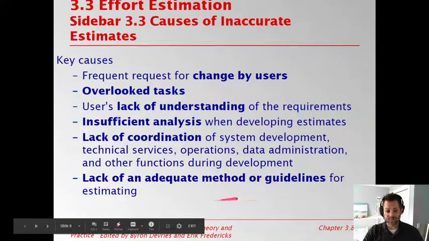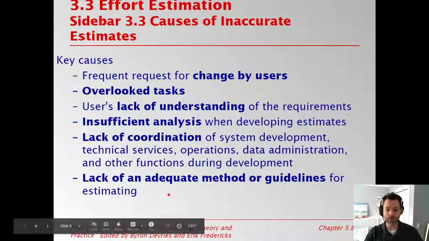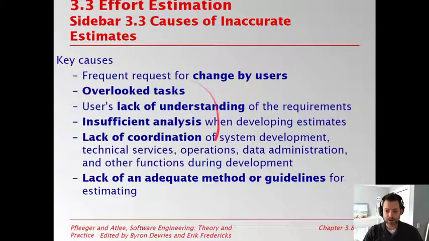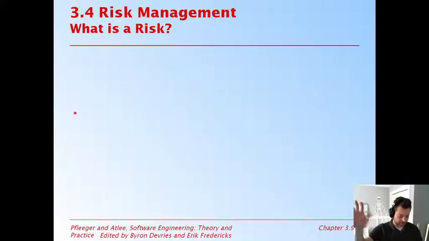We might also just not have a good way to actually do the estimation. So maybe we are using an antiquated model or a model that is incorrect for our domain. We'll be getting to what an estimate is in the next set of slides, just to let you know. Okay, so that is estimation, talking about uncertainty.